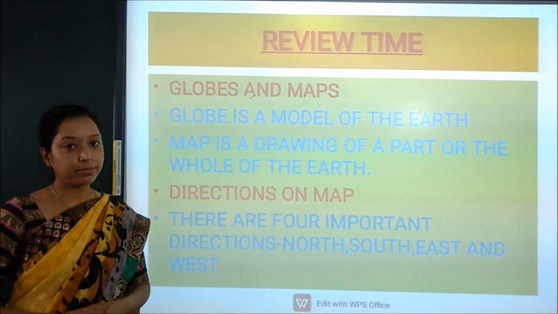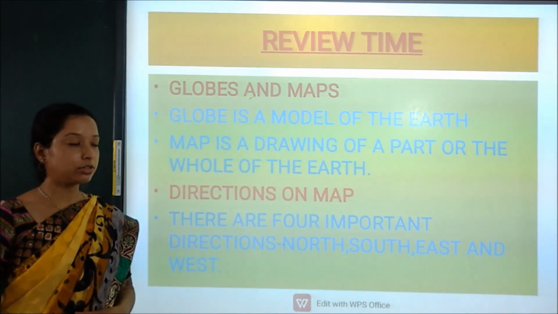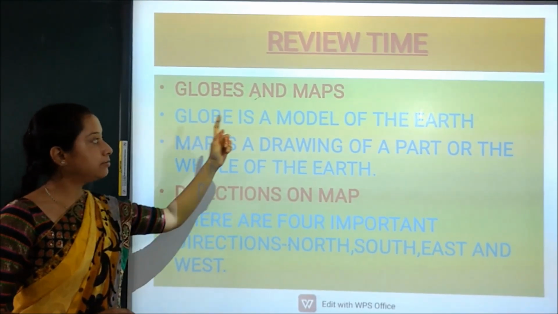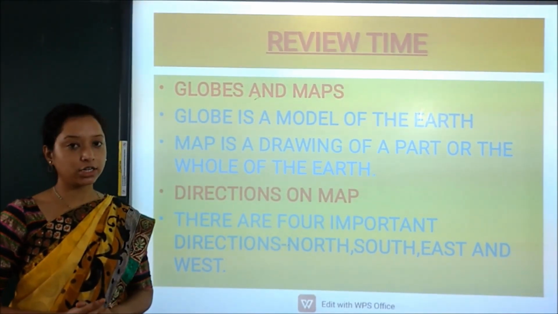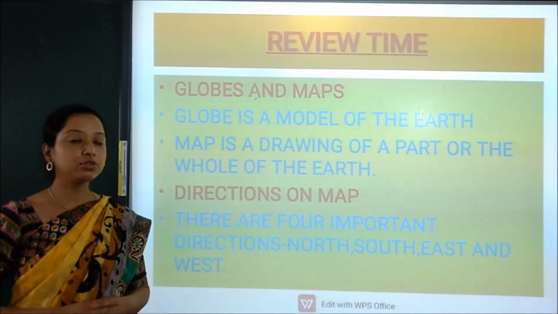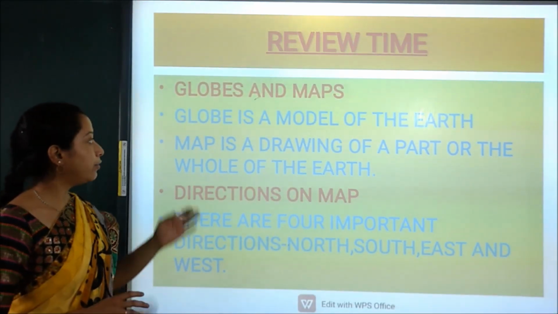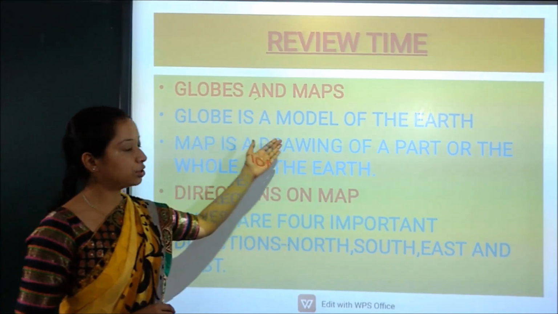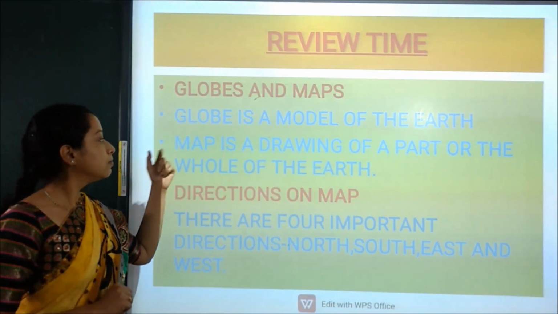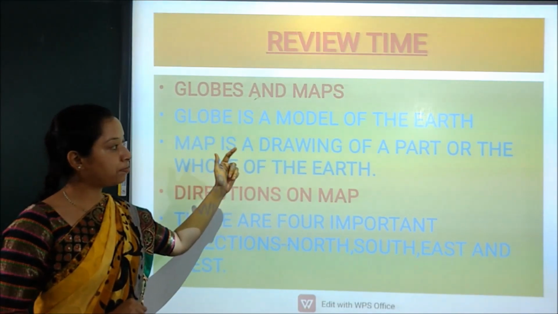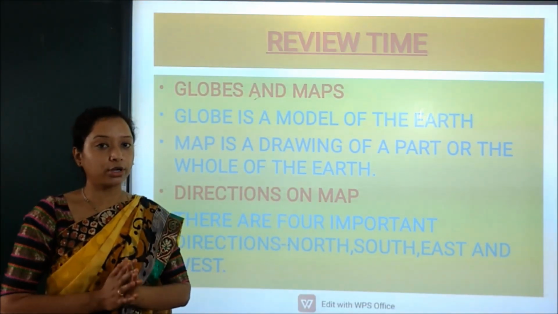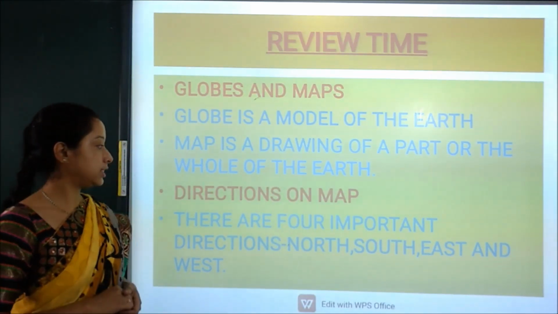Next, review time. Now we have reached the end of the chapter, children. Now let's revise what we have studied. Globes and maps. First of all we have studied about globes and maps. Why are we using globes and maps? To study about the earth. Then what is a globe? Globe is a model of the earth. Now what is a map? Map is a drawing of a part or the whole of the earth. So it is a drawing of the earth's surface.